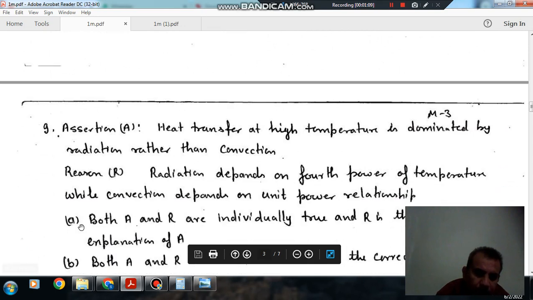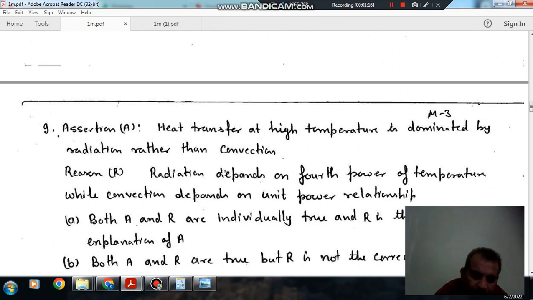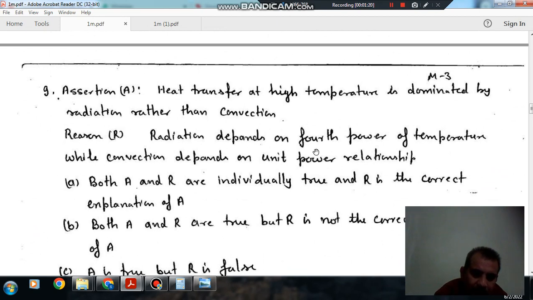Next, question number 9. Assertion A: heat transfer at high temperature is dominated by radiation rather than convection. Reason: radiation depends on fourth power of temperature while the convection depends on unit power relationship.